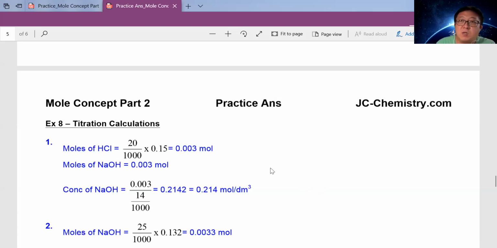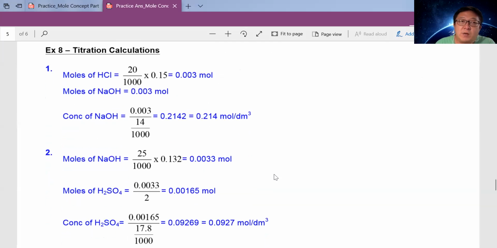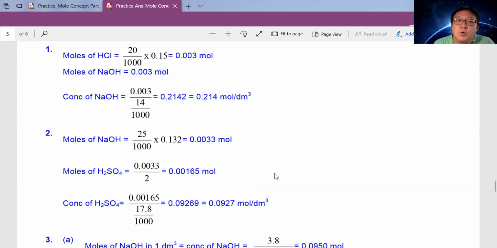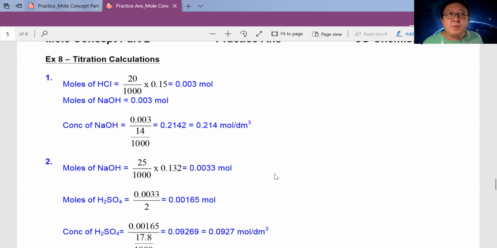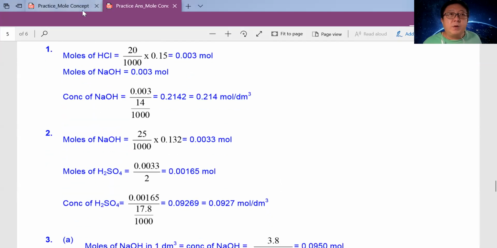Okay, so if you do the C1V1 over C2V2 method, right, just now the formula I shared with you, you can solve it easily for 1 and 2. Okay, so you must remember for the second one, the mole ratio is 2:1. So your sulfuric acid, you need only half the number of moles. Okay, can? Then you can move on to question 3 first. Question 3, done. Question 1 and 2, no problem.